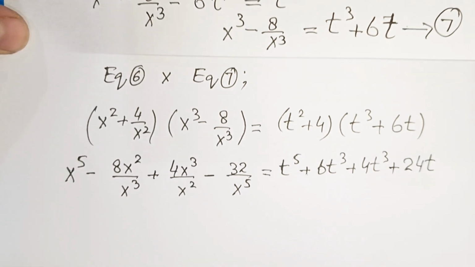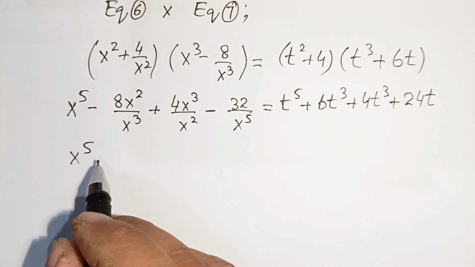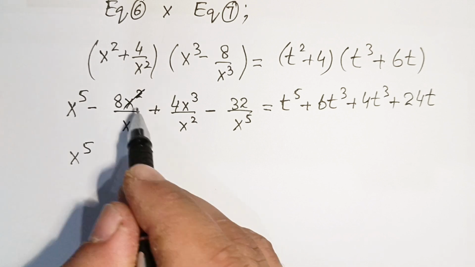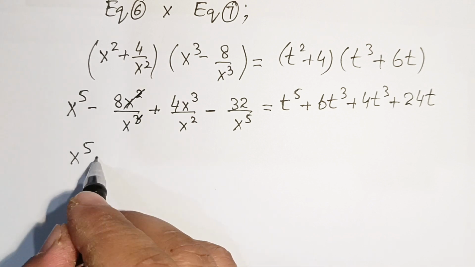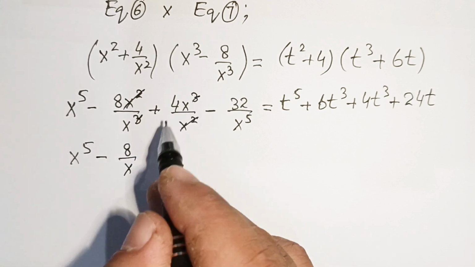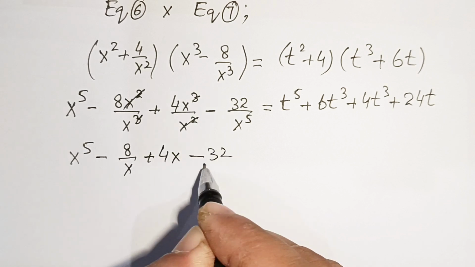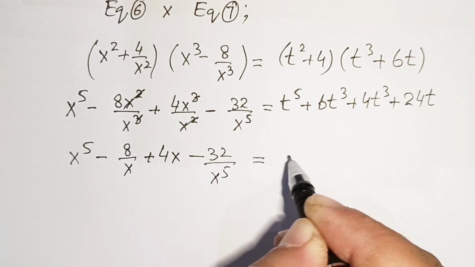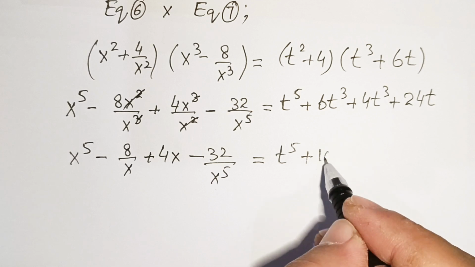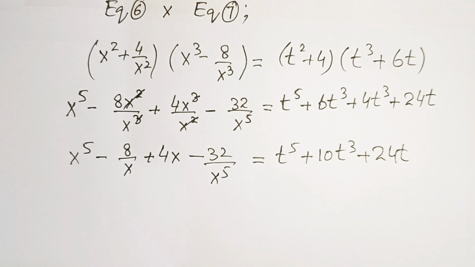Now our next step will be x to the power 5. Then x squared cancels with this x, so we get minus 8 over x. Here this x squared is cancelled with this x, so we get plus 4x minus 32 divided by x to the power 5 is equal to t to the power 5 plus 6 plus 4, which is 10t cubed plus 24t.